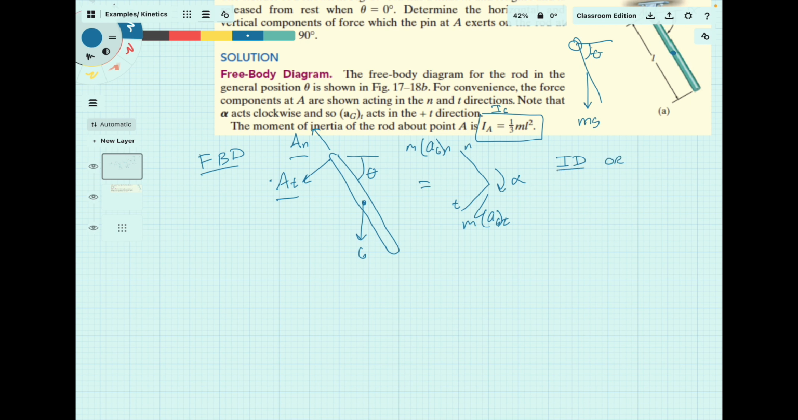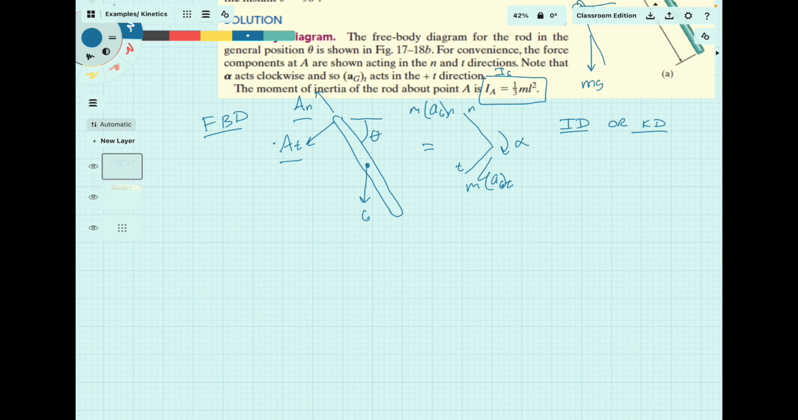We kind of call those interchangeably. Okay, so same sort of deal, though. We're going to sum forces in normal, tangential, and then we're going to sum moments. So in the normal direction, we've got m omega squared rg. In the tangential direction, we're going to have m alpha rg. That way is positive.